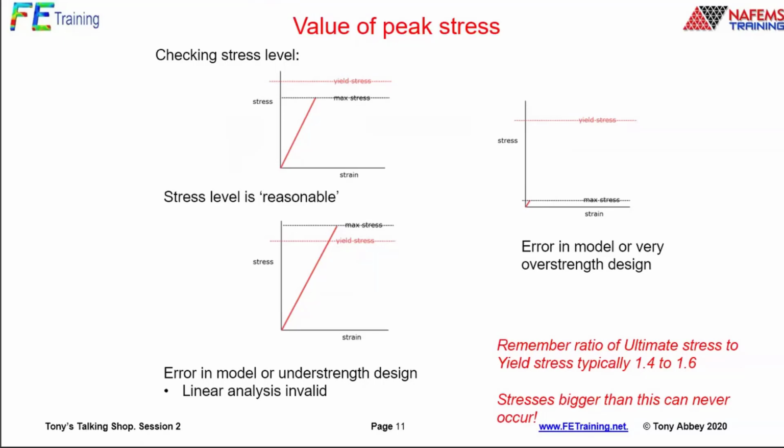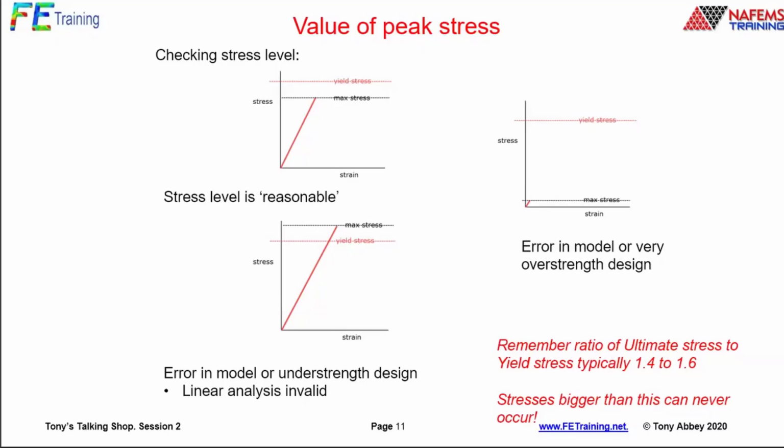Those stresses should be below yield. If they're not, they're above yield, which is the case in here. The stress is unreasonable. This diagram is immediately below in the middle here, and basically our maximum stress in the model is above the yield stress. Now that can't physically happen. There's two things that have potentially gone wrong.